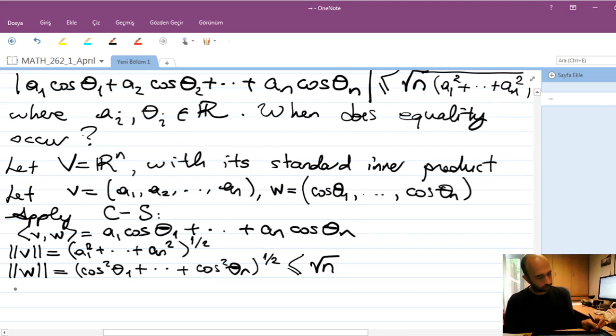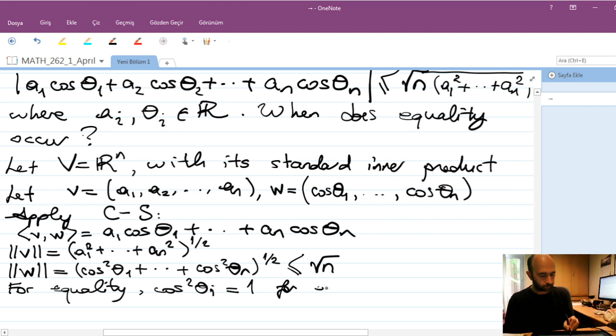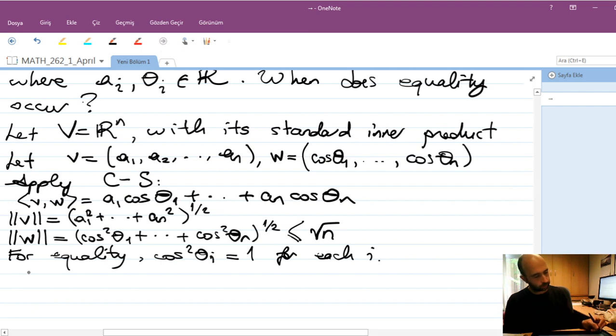For equality, first of all, cosine squared theta i equals 1 for each i. So this implies cosine theta i must be plus or minus 1. But that's not all. I mean, the other condition is v must be dependent with w. v and w should be dependent.